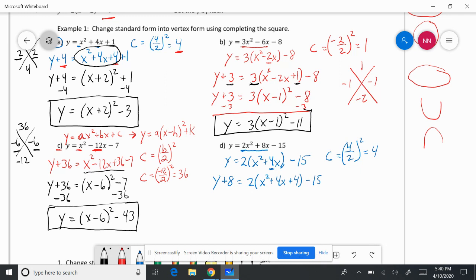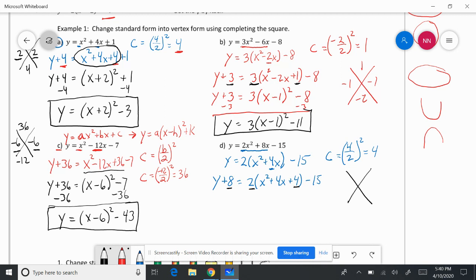Now, the reason that I'm doing that is because this 4 right here is inside a parenthesis. And outside the parenthesis is a 2. 2 times 4 is 8. And that's why there's an 8 on this side. Now what I'm going to do is I'm going to factor.